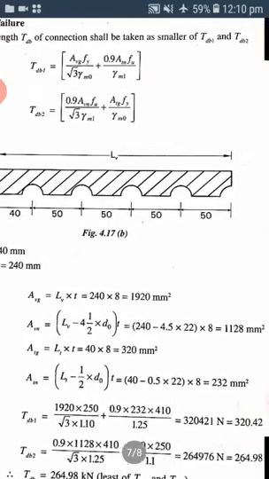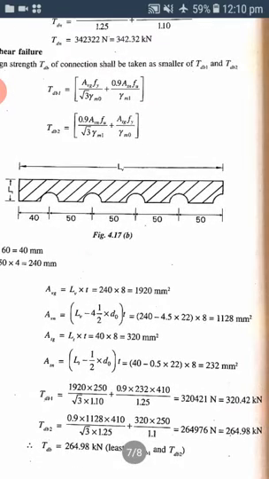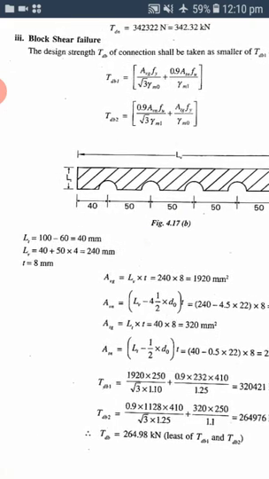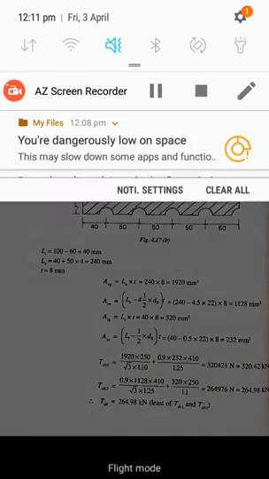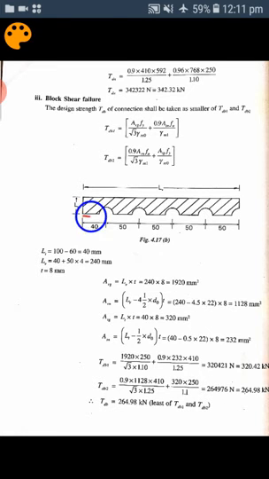With this failure pattern, you have to calculate the shear area and tensile area. The shear area, as I said, is to be taken parallel to the load, and the tensile area is to be taken perpendicular to the load. So parallel to the load, this one is to be taken parallel to the load, and that represents LV.